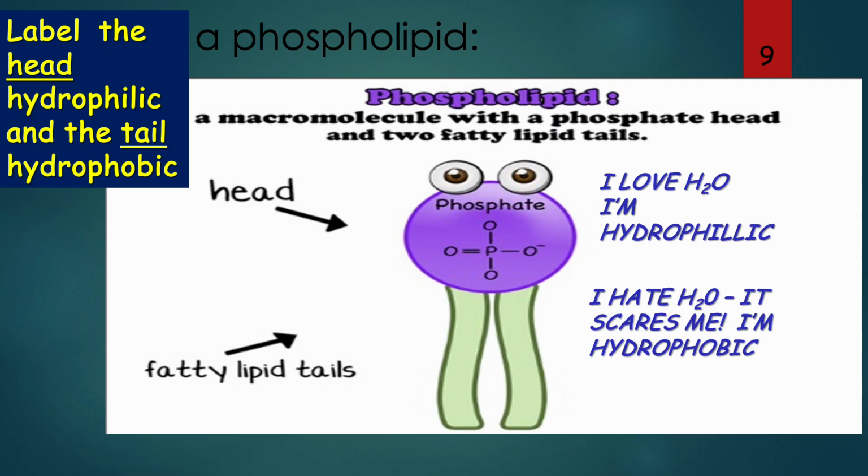Okay, you guys need to draw a phospholipid. Again, there's two parts to the phospholipid, the head and the tails. The head contains that phosphate group, and it's hydrophilic, meaning it loves water. And then the tails have the two fatty acid chains, and they're hydrophobic. The tails do not like water.